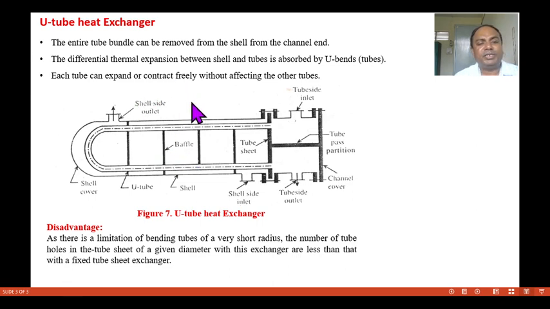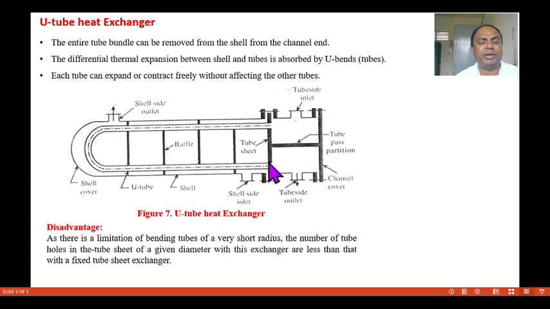Eventually, this also has some disadvantages. This arrangement is different as compared to the heat exchangers that we have seen. There, straight tube bundles were parallel to one another, but here the tube bundle is U-shaped. So the number of U-tubes that can be fixed to the tube sheet becomes less, as the number of openings or holes in the tube sheet of a given diameter may be affected.